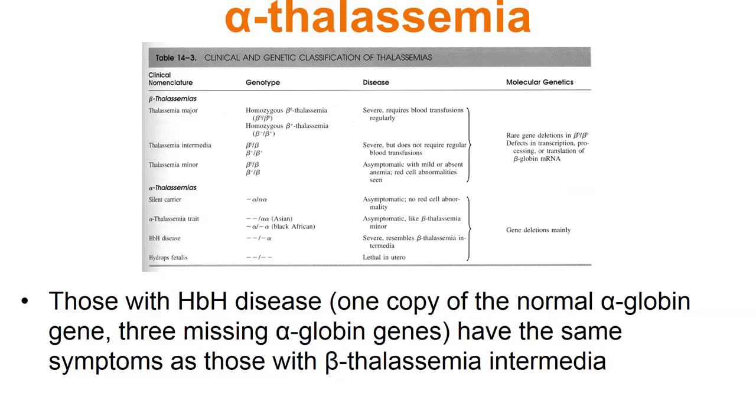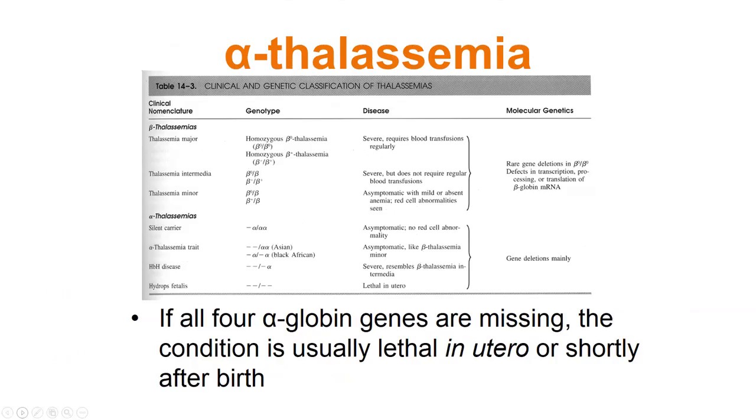So you're missing 3 genes. You only have 1 gene. You should have 4. You're missing 3, yet you're only getting a mild anemia. To me, that sticks out as being a little bit odd, and I want to explain why that is. However, you do have to have at least 1 normal copy, because if all 4 are missing, you get hydrops fetalis. You get death in utero or very shortly after birth. So this is not compatible with life. You have to have at least 1 normal gene.